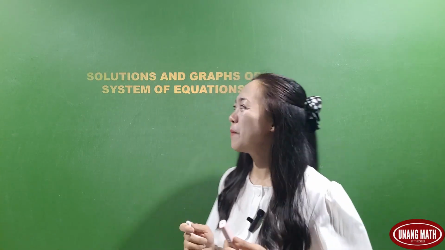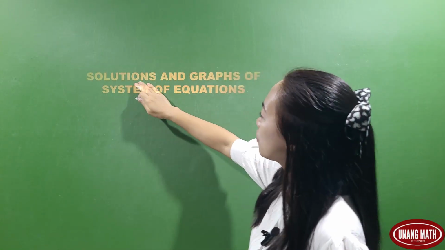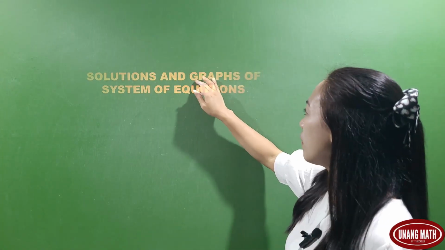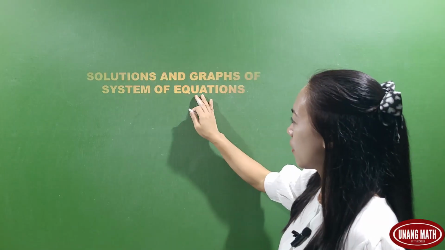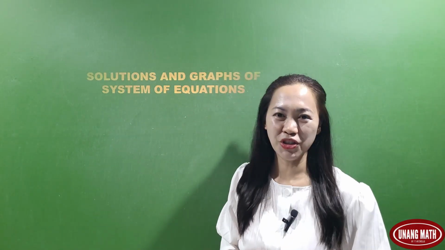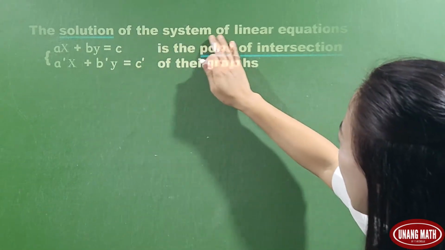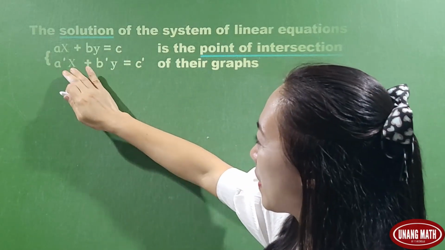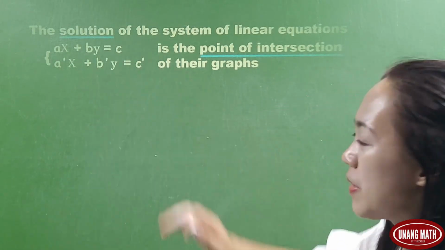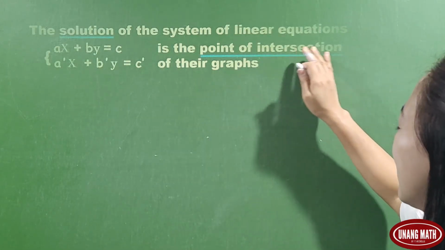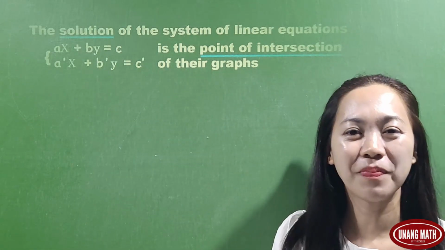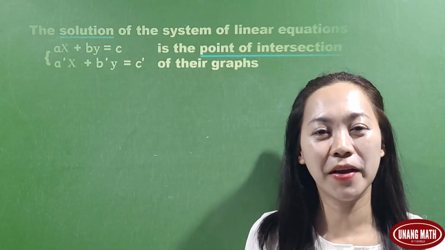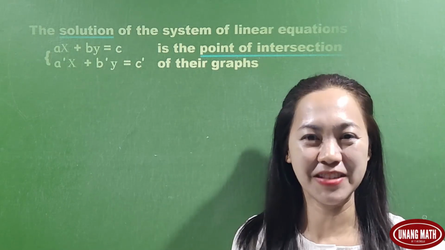In this episode, I will be covering this lesson about the solutions and graphs of system of equations. In here, we will be using the graphs of system of equations in finding the solution. The solution of the system of linear equations ax plus by is equal to c and a prime x plus b prime y is equal to c prime is the point of intersection of their graphs. In short, the solution of the system of linear equations is where the graphs meet or intersect.